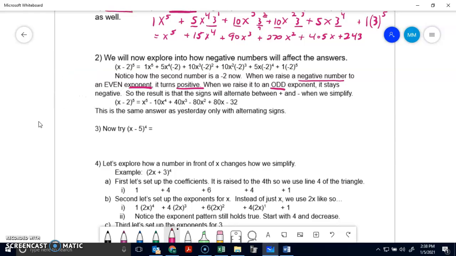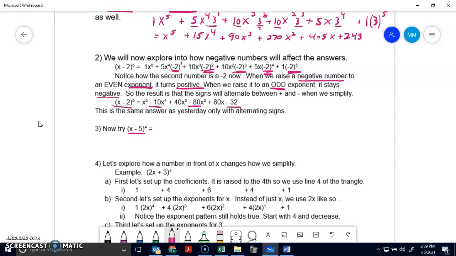But if it's raised to an odd exponent, it will stay negative. So anywhere that negative 2 is raised to an odd exponent, those terms are going to be negative here, here, and here, because it's an odd exponent, so it stays negative. And any of the terms where negative 2 is raised to an even power, those stay positive. And so what we see is the signs end up alternating. It's the same answer as what we got yesterday with x plus 2, only every other term is a negative, starting with the 2nd. So the 2nd, 4th, and 6th terms in this one. So then you can try this one. If you weren't in class and you're doing this, maybe try this now and then pause.